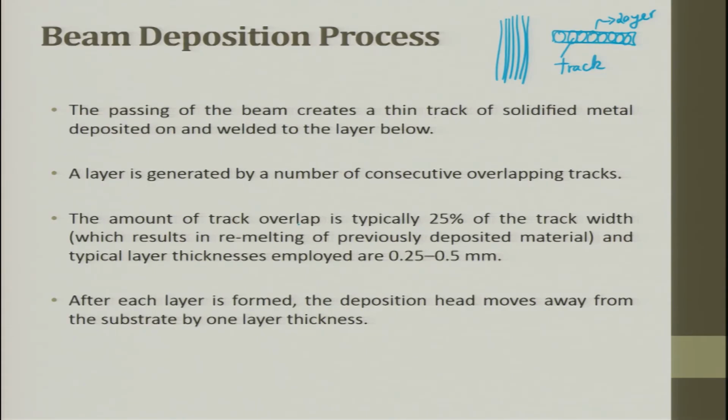The amount of track overlap is typically 25%. So, this helps you to stretch the tracks. This is 25% overlap of the track width, and typical layer thickness employed is 0.25 to 0.5 millimeter. After each layer is formed, the deposition head moves away from the substrate by one layer thickness.